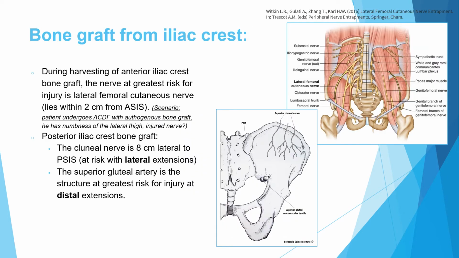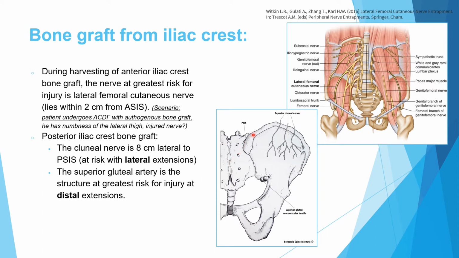The first thing that we're going to discuss in this lecture is the approaches and the important points that commonly come in the exam. So we'll start with the approaches for the bone grafting from the iliac crest, which can be anterior or posterior. If you are harvesting anterior iliac crest, the structure at greatest risk is the lateral cutaneous nerve of the thigh, which passes about 2 to 3 centimeters medial to the anterior superior iliac spine.